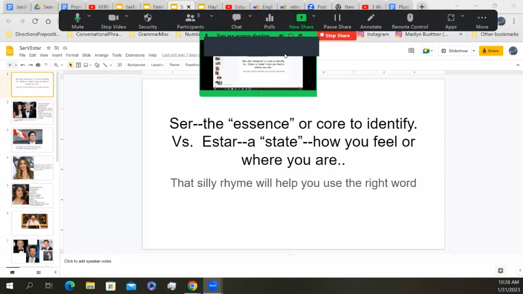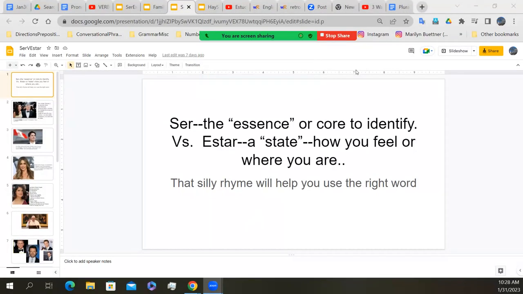And next we're going to see some examples of how I might use these ideas with ser. And we're going to emphasize less the soy and less the somos. And we're going to emphasize more the es and the son. Okay. Examples. So we're going to see why we use ser. And remember, we use ser to talk about, as you will see here, the essence or the core, to identify.